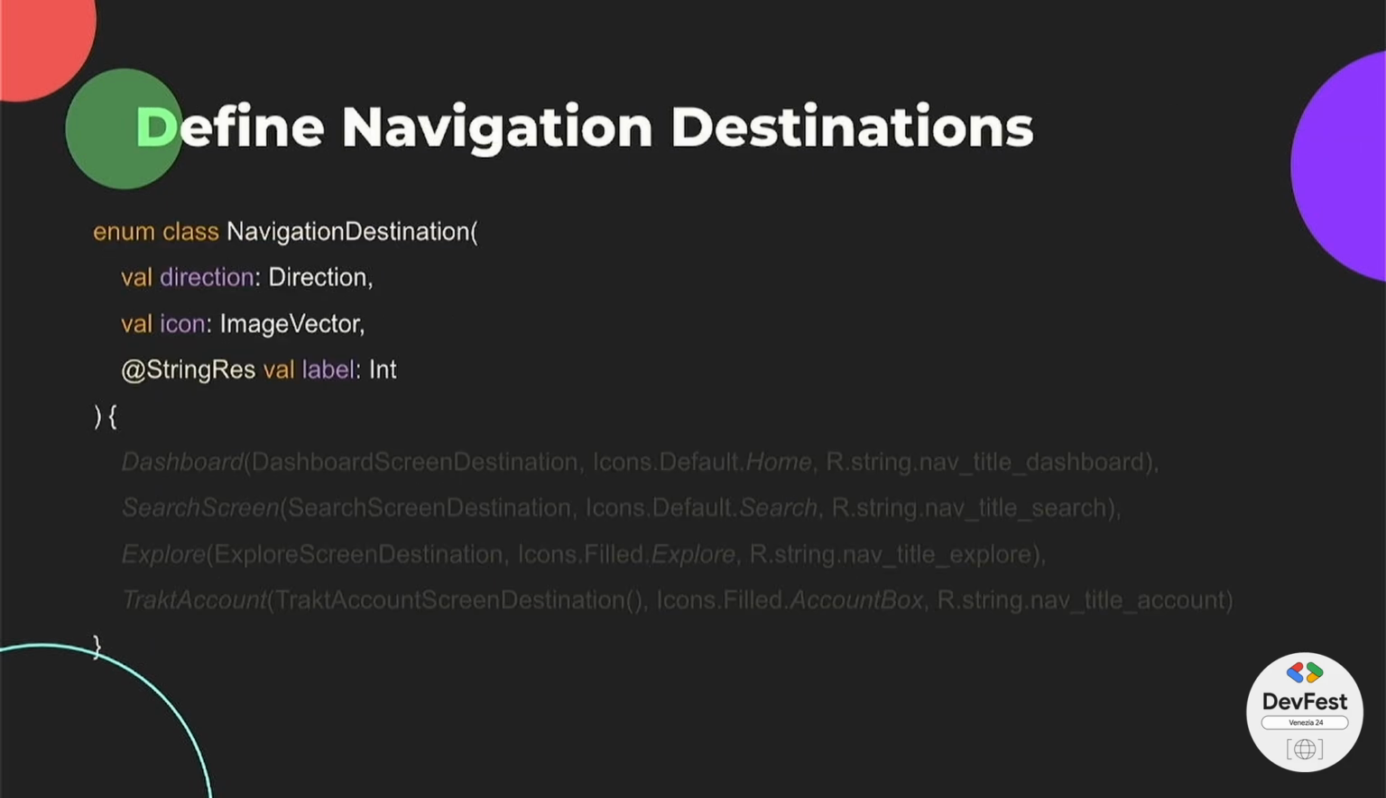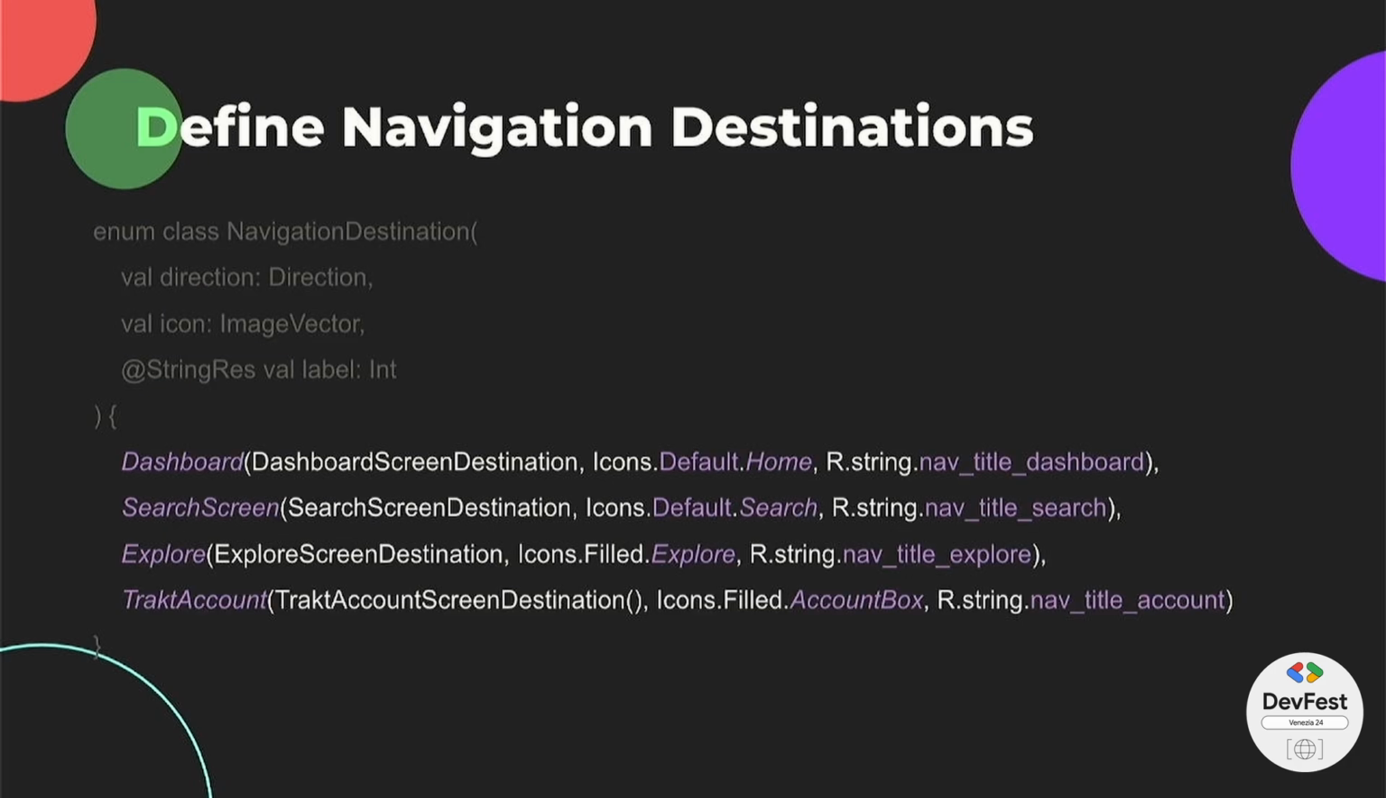Then you have to define what are called navigation destinations. So this could be an enum class. And in here, you can define the direction, so what the user is going to navigate to. And then you can define an icon, so what is going to show in the menu. And then the label that it will be displayed. So in my case, for Up Next, I've got the dashboard, I've got the search screen, I've got the explore screen, as well as the tracked account screen.